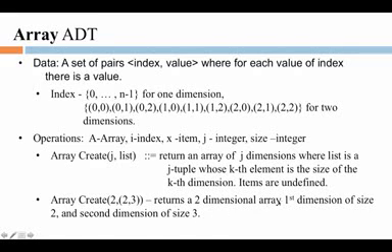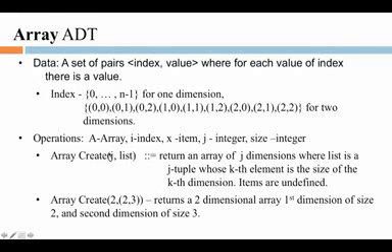What do I mean by this? The first dimension is a row. The number of rows is the first dimension. There are 2 rows, and the second dimension is the columns, and there are 3 columns here. And the return value is the array.